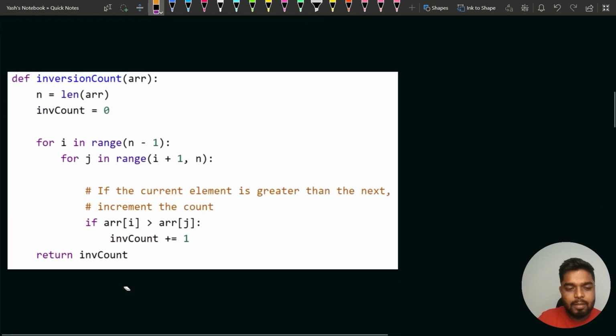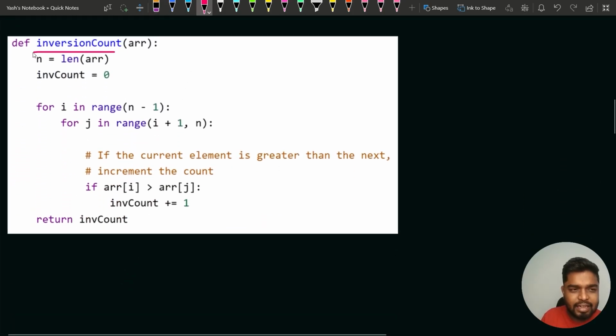If you will see here, what we will do is basically take the length of the array, that is n. Then after that, there is an inversion count variable. We'll iterate in the array. Why are we iterating one less?